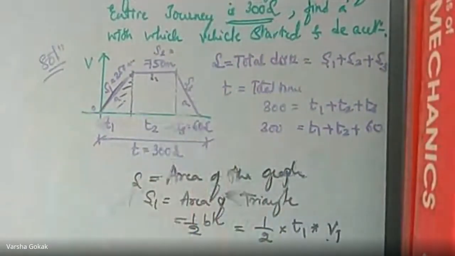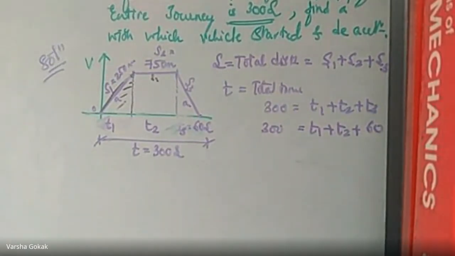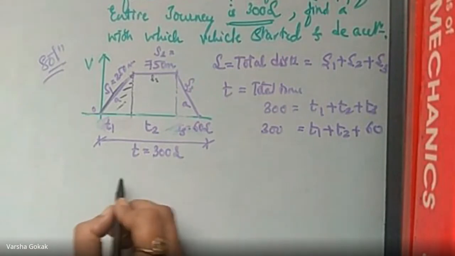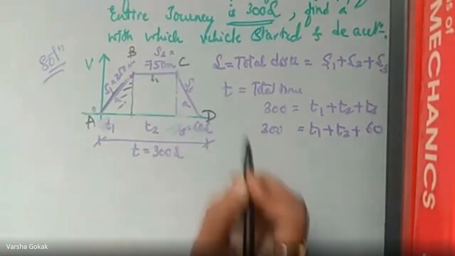There are some cases where you will have a trapezoid also. In those cases, we'll be solving those, so you'll know how to go ahead with it, right? So now we will start with the basics. I'll name the points A, B, C, and D.